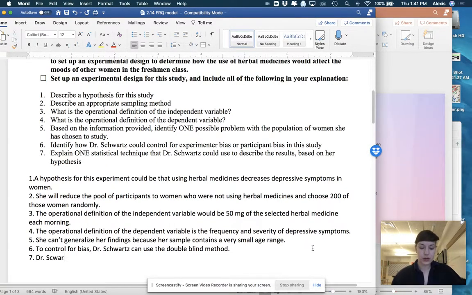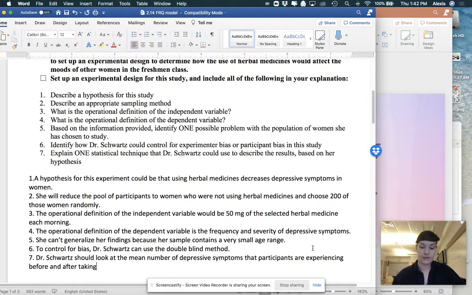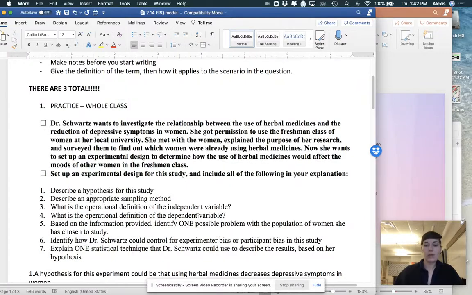Okay, Dr. Schwartz should look at the mean number of depressive symptoms participants. Okay, so I said Dr. Schwartz should look at the mean number of depressive symptoms that participants are experiencing before and after taking herbal medicines. So, she would have to give surveys before and after, but she can absolutely do that. Okay. So now I would go back and I would double check.